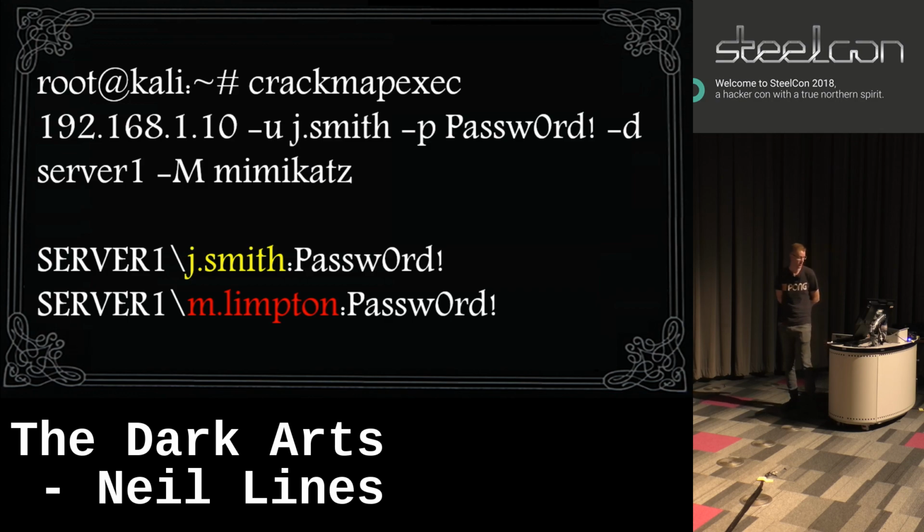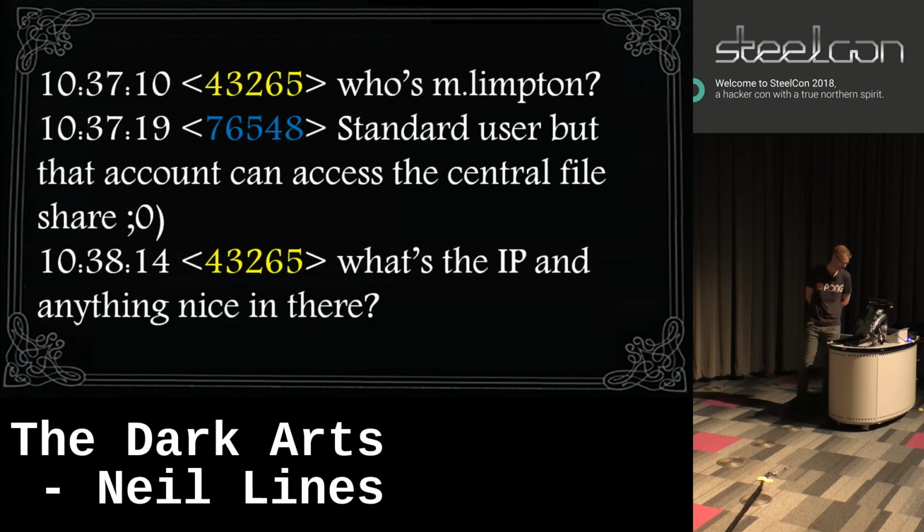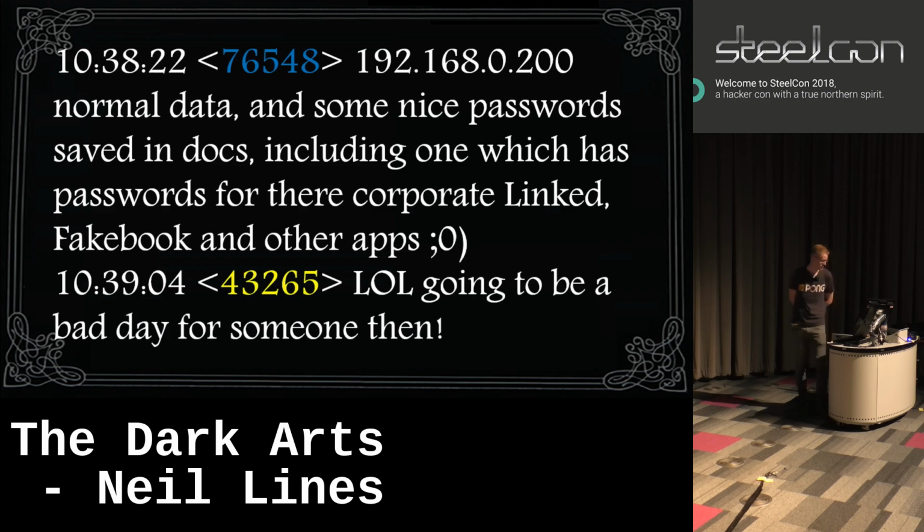So, here we go, using it with the Mimikatz switch on the end, which logs into the box and obviously reveals the passwords that are stored in memory. And you can see we've got the original account, but we've also got an mlimpton. Who's mlimpton? Standard user, but the account can access the central share. What's the IP address? Anything nice in there? That's the IP address. Normal data and some nice passwords saved in docs, very common, including one which has passwords for their corporate accounts, media sites and other apps. Lol, it's going to be a bad day for someone then.